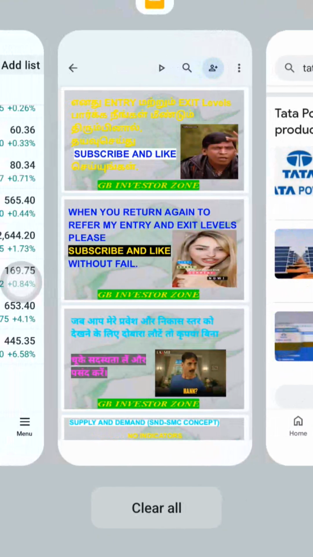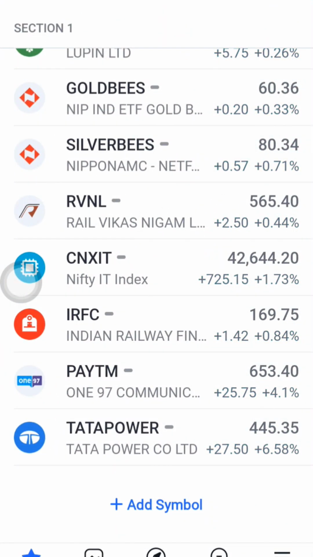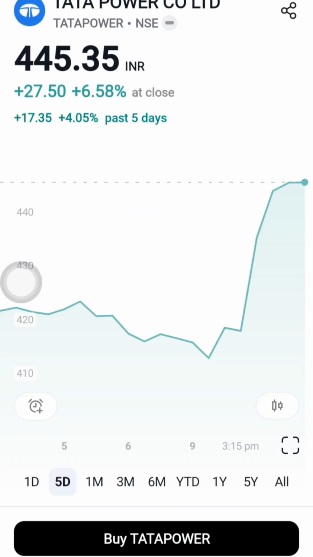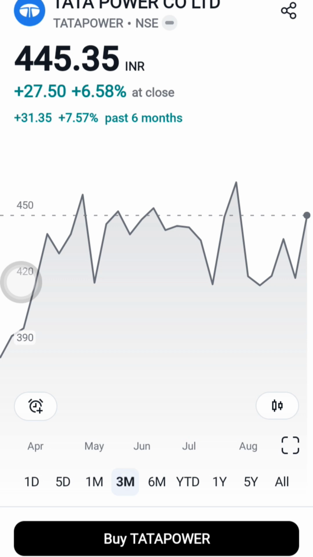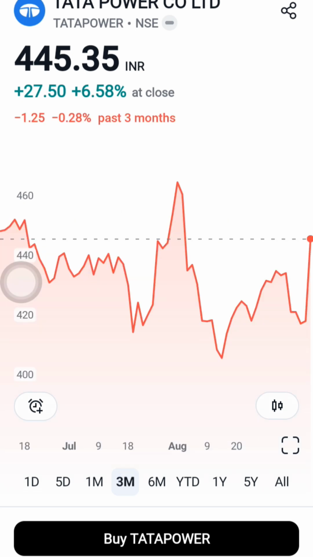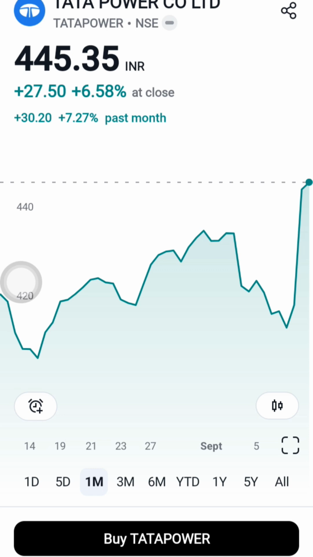Retain, that we will come to know. Tata Power share latest news. As I told, now we can see the 1 year trend. It is uptrend only. 6 month sideways, 3 month you can say downward trend, and 1 month it's an uptrend.